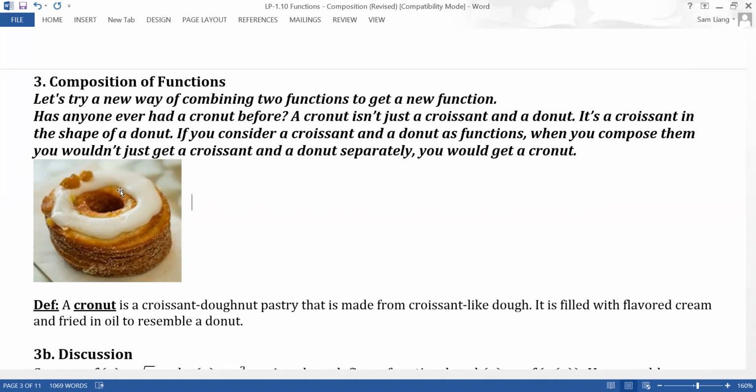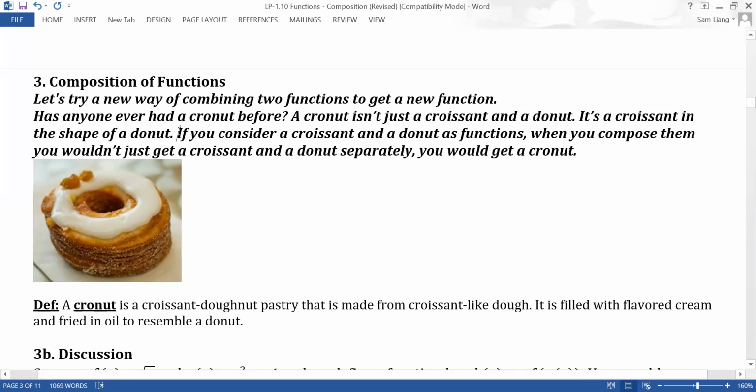If you see the sum of functions, f plus g of x, as the croissant plus the donut, so let's say you have that separately, right? You just have your normal croissant, your normal donut. You can eat both of them. But for the composition of functions, you have a cronut, and you can eat this delicious looking thing, okay?